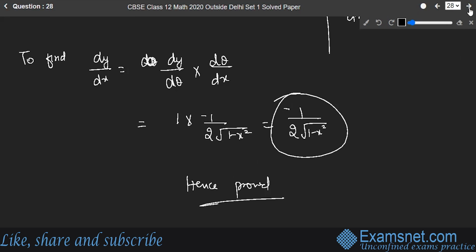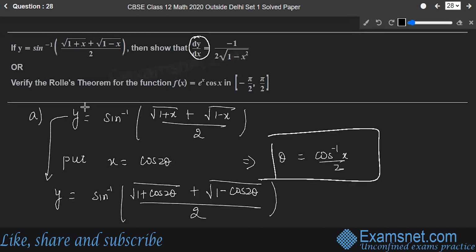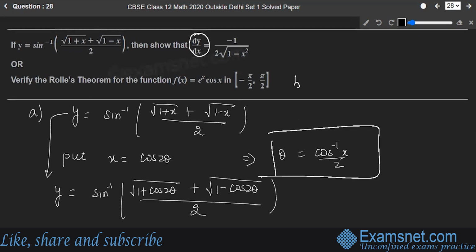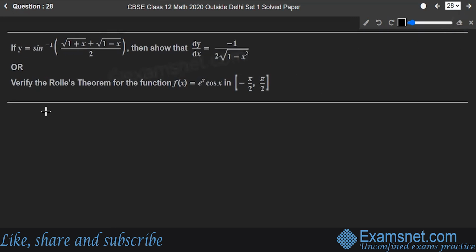Hope you understood that. Next, we still have to go for the second part of this question. This is part B. Let's go. You have to verify Rolle's theorem for the function f of x is equal to e raised to power x cos x. So now we know that the exponential and the cosine functions are continuous and differentiable on R, on all the real numbers, right?